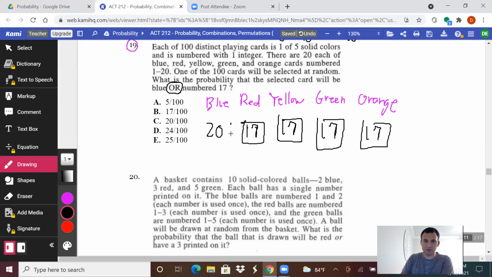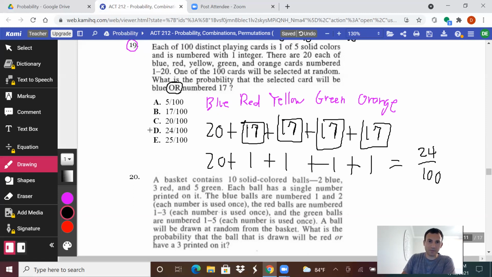We add these together, and these aren't the number 17. That represents card 17. These are all just one card. So it's really 20 plus 1 plus 1 plus 1 plus 1. So the chance of getting either blue or a 17 is going to be 24 out of 100.